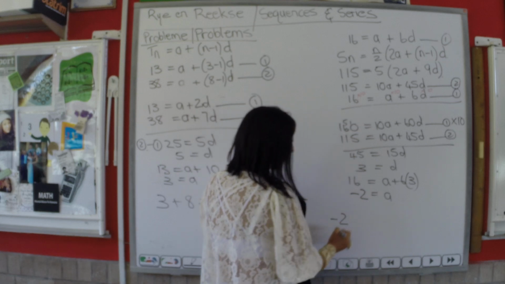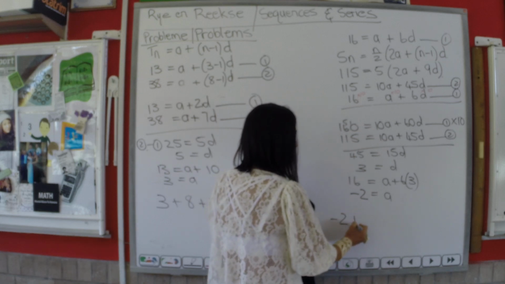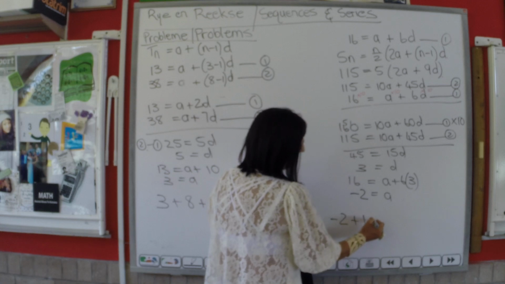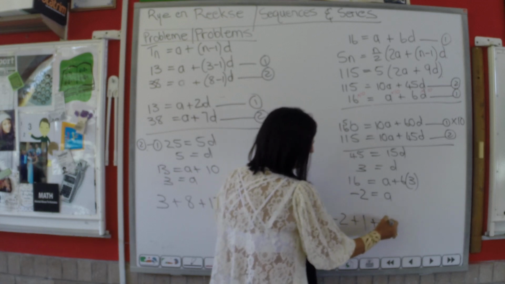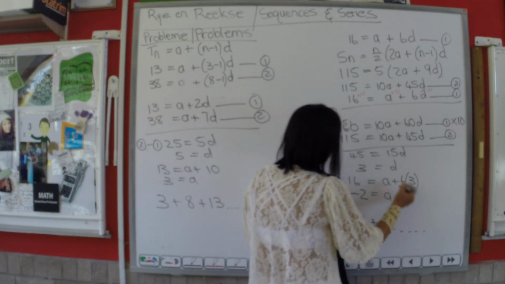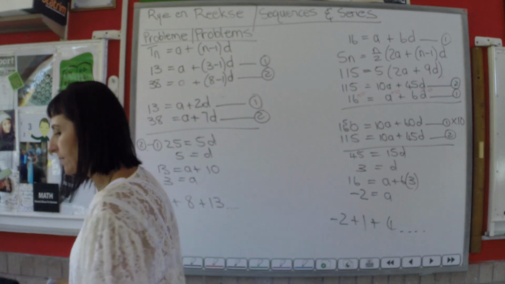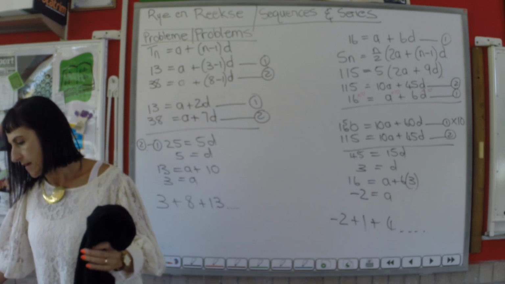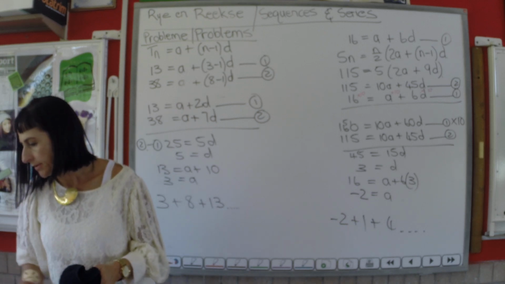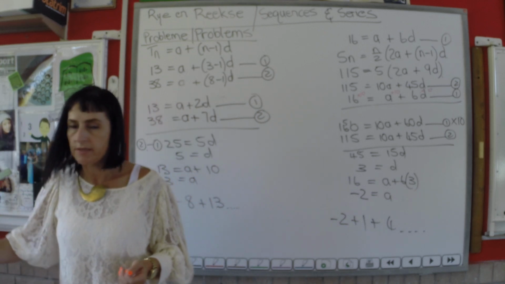So the first term is going to be minus 2, then it's going to be 1, then it's going to be plus 3, it's going to be 4. So the first term is going to be minus 2, and the constant difference is going to be 3. Yes, we're going to do some more word sums just now.